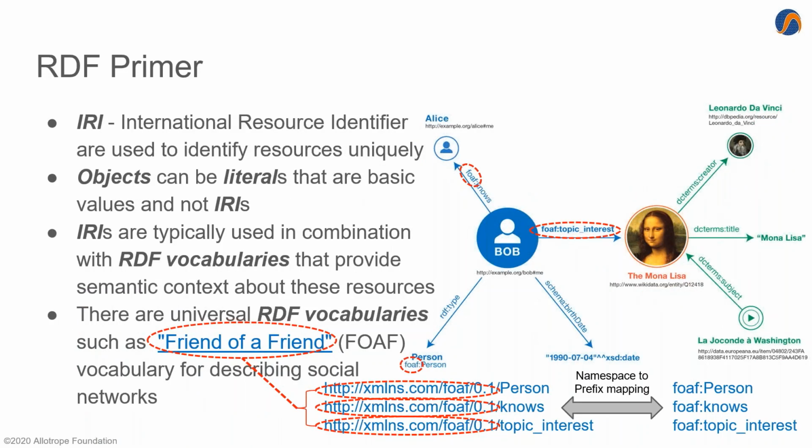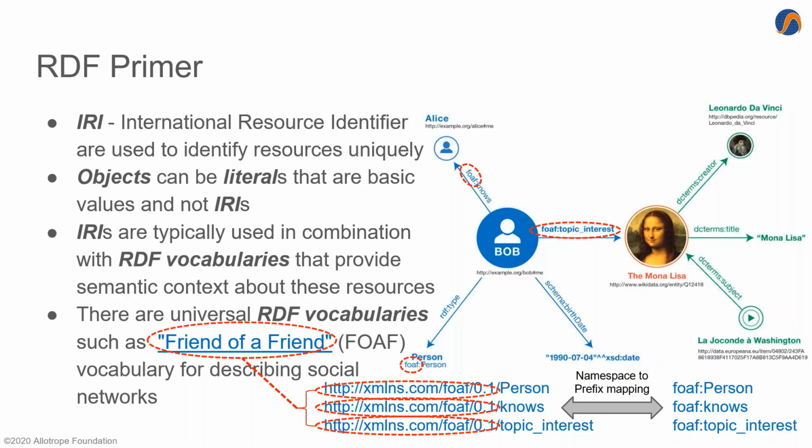IRIs, which we'll present also later on, the International Resource Identifiers, are used to identify resources uniquely. They can be literals. For example, Bob's birthday is July 4th, 1990. IRIs are typically used in combination with RDF vocabulary that provides semantic context about these resources.